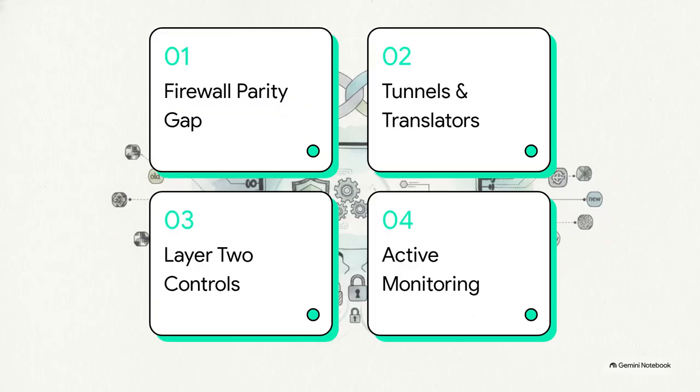So here's our game plan for today to fix that. We're tackling 4 critical domains: the firewall parity gap, securing tunnels and translators, layer 2 network controls, and finally, active monitoring and detection. Let's get right to it.